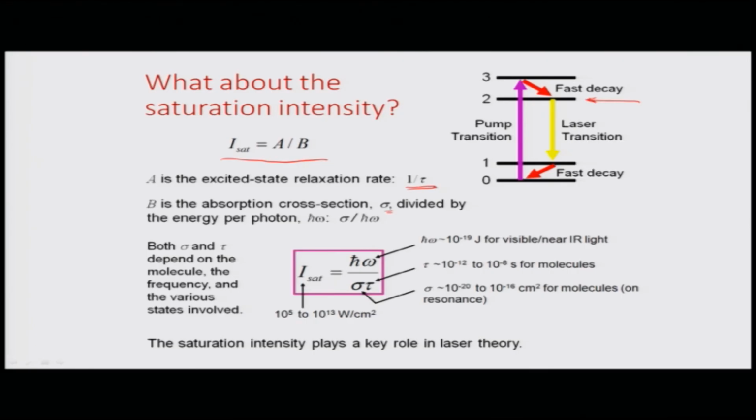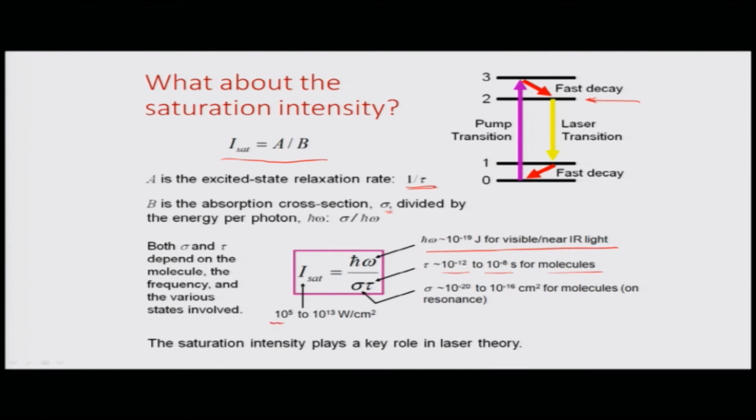So both the sigma and tau depend on the molecule, the frequency, and the various states involved, depending on how we define it. Here are some typical numbers. For visible and near IR, we have the h nu as this value, and tau is roughly a picosecond to some tens of nanoseconds for molecules, and the cross section on resonance for molecules is quite high, in the order of 10 to the power minus 20 to minus 16 square centimeters.